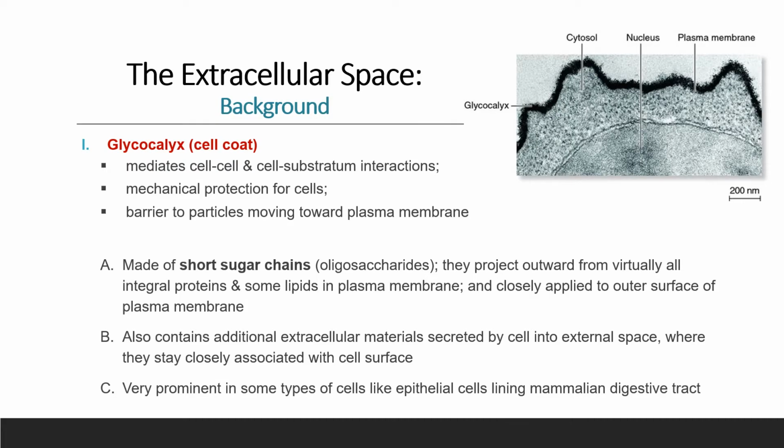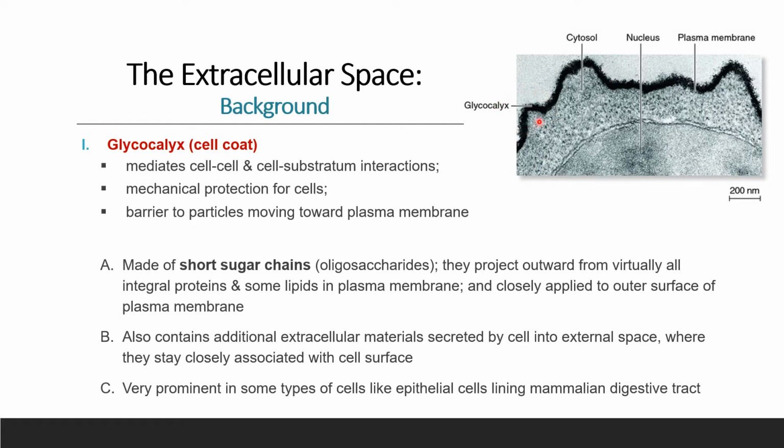So the plasma membrane is actually a biological membrane that separates the interior of the cells from the outside environment, which protects the cell from its environment, and is about 5 to 10 nanometers wide. So our plasma membrane will actually have what we call the extracellular space, and it includes your glycocalyx or the cell coat. It mediates the cell-to-cell and cell substratum interactions. It is also responsible for the mechanical protection of the cells, and it serves as a barrier to particles moving toward the plasma membrane.